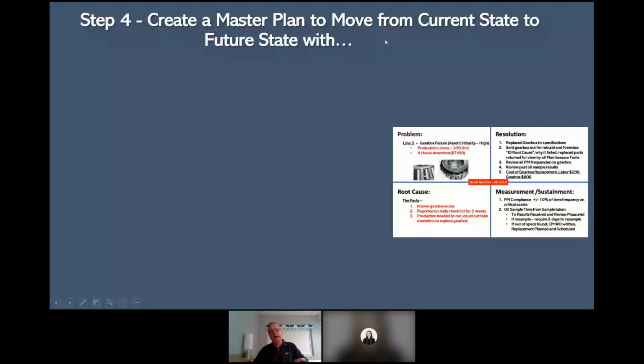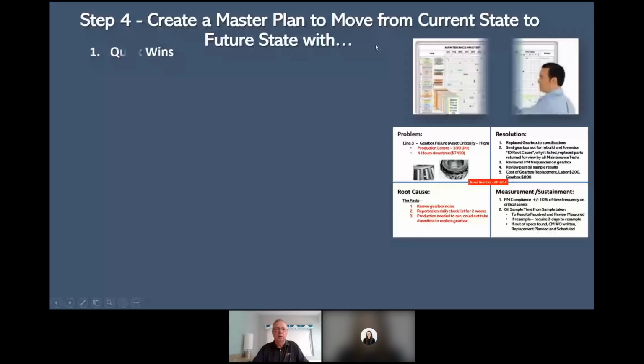Next, step 4, create a master plan to move from current state to future state. I want quick wins up front. The reason you want quick wins is because management wants to see something now. They're not very patient. So you've got to think of what are some quick wins.